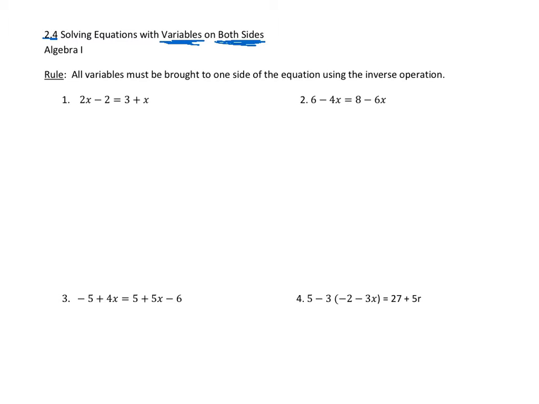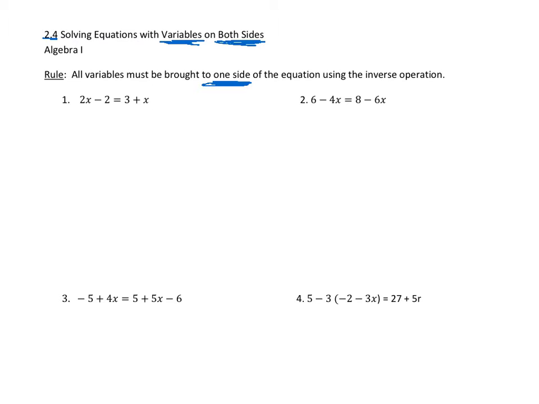You can kind of see your rule or your goal. All variables must be brought to one side. Now, as soon as we get that to happen, as soon as we can get all the x's to be on one side of the equation, whether it's the left or the right side, then we do exactly what we did before. All our steps and our rules and our procedures for getting that variable by itself.